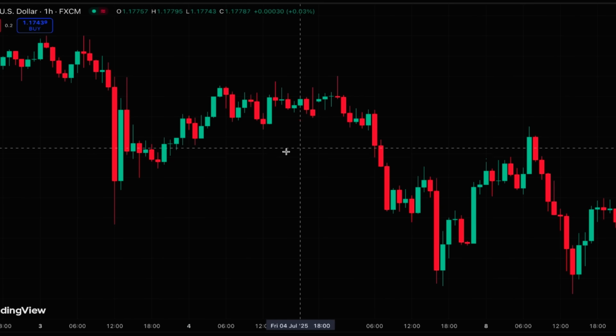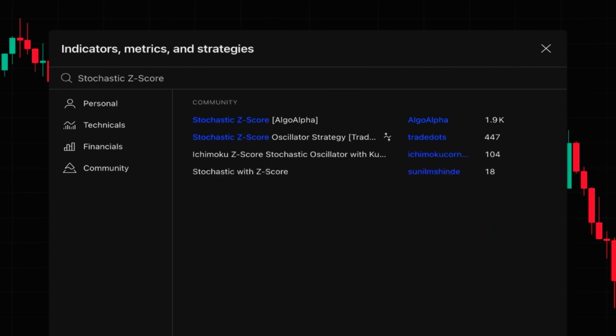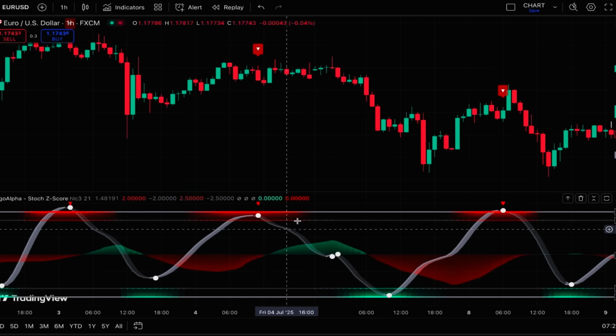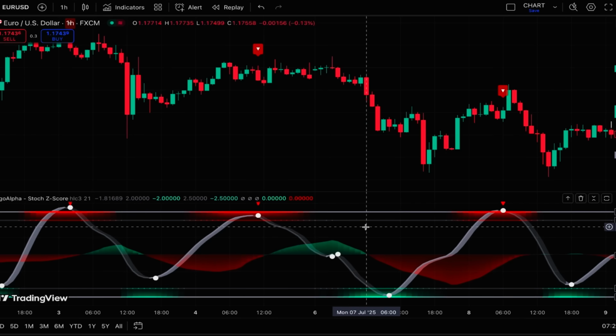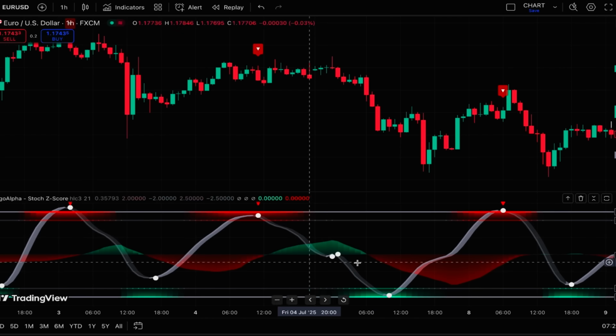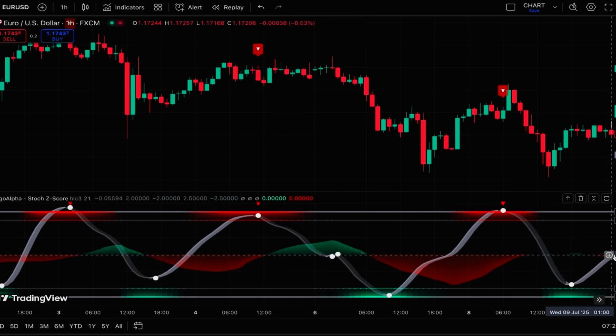Alright, to add the amazing indicator to our chart, we click on indicators and search for stochastic Z-score, this one, which is a new indicator from Algo Alpha. Alright, this is the indicator, and as you can see, it's added here below the chart. It is in the form of an oscillator, and we have lines and a histogram that are moving above and below the center line, which is set at 0.